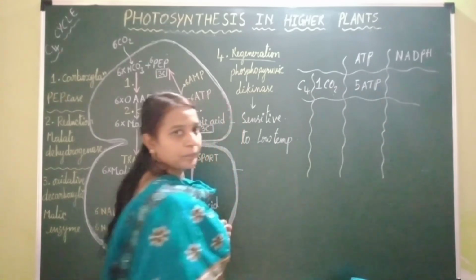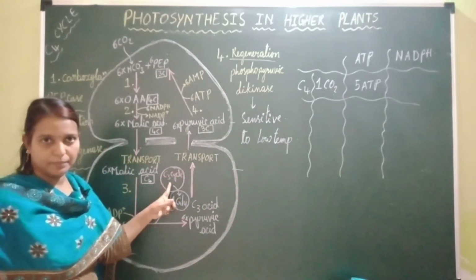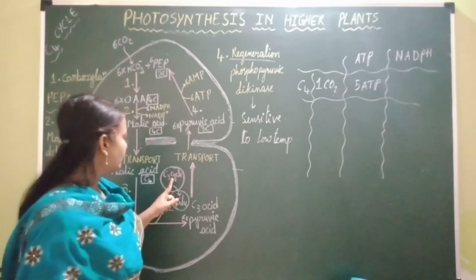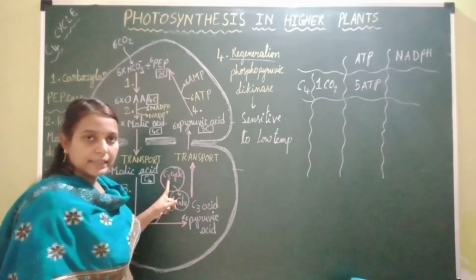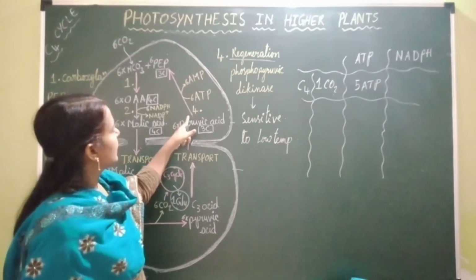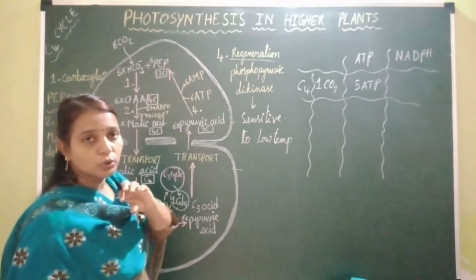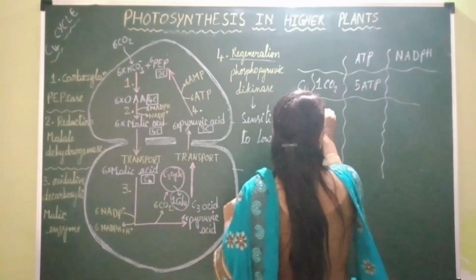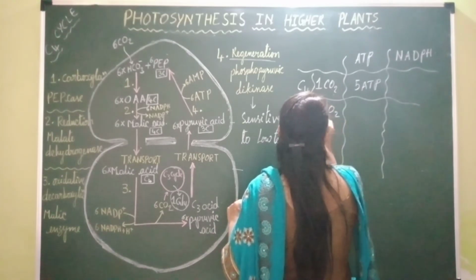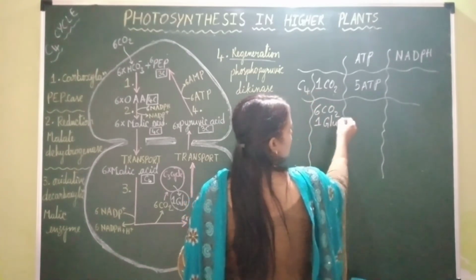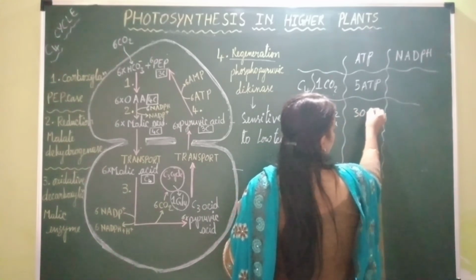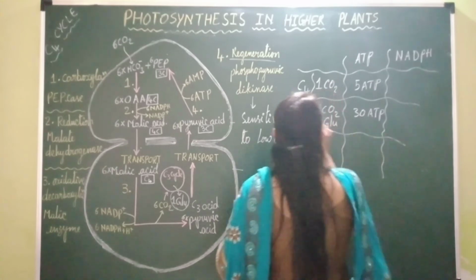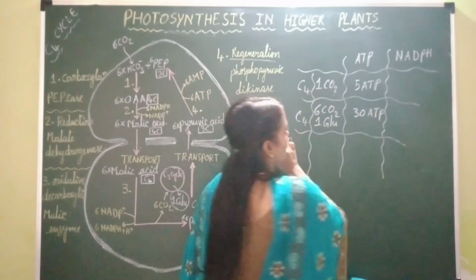Why 5 ATP? During the C3 pathway, 3 ATP. That we already studied in detail in the previous video about the C3 pathway. You just go through that video. So during the C3 pathway, 3 ATPs. Next, during the regeneration of PEP, 2 ATPs. So totally 3 plus 2, 5 ATPs for the fixation of one molecule of carbon dioxide. So for the fixation of 6 molecules of carbon dioxide, or for the formation of one molecule of glucose, how many ATPs are consumed? 30 ATPs, 5 into 6. So 30 ATPs are consumed in C4 plants, that is in the C4 pathway.